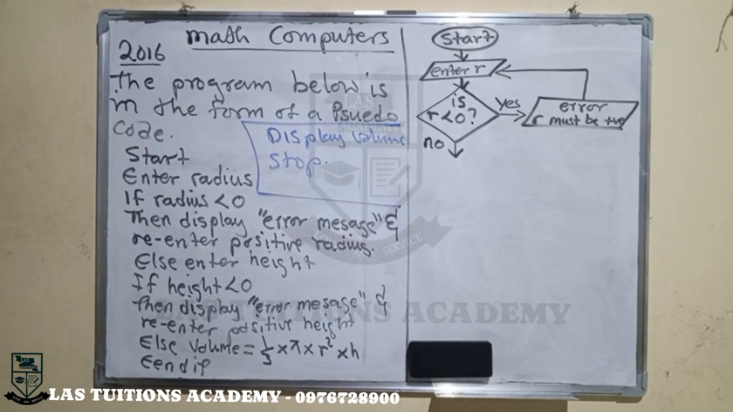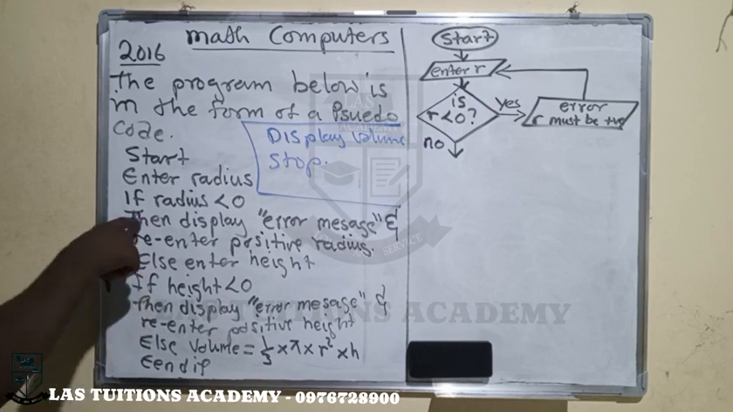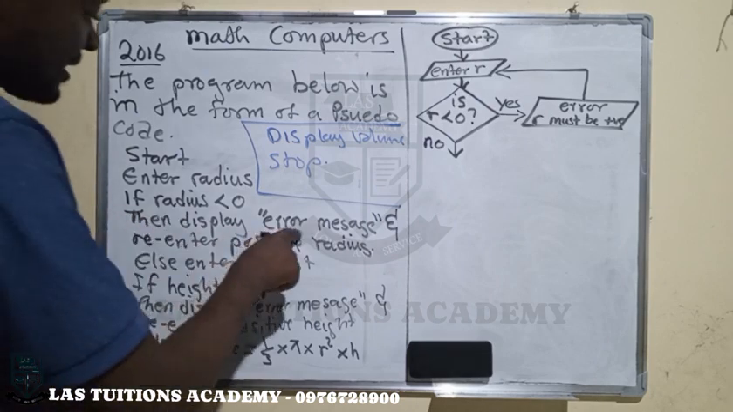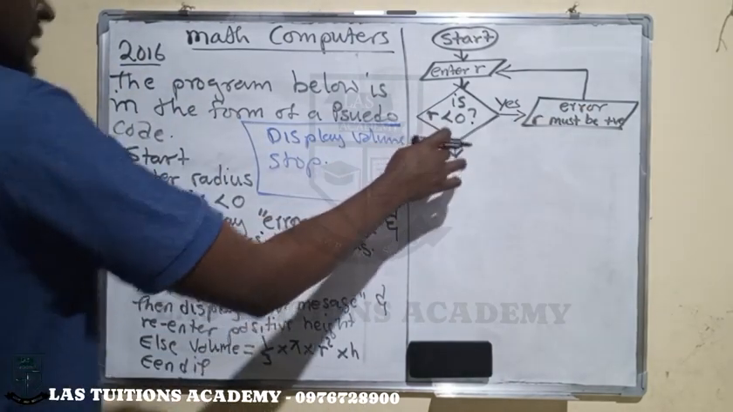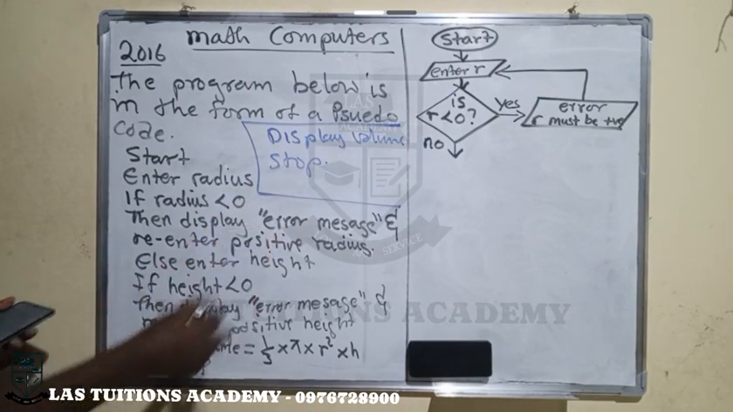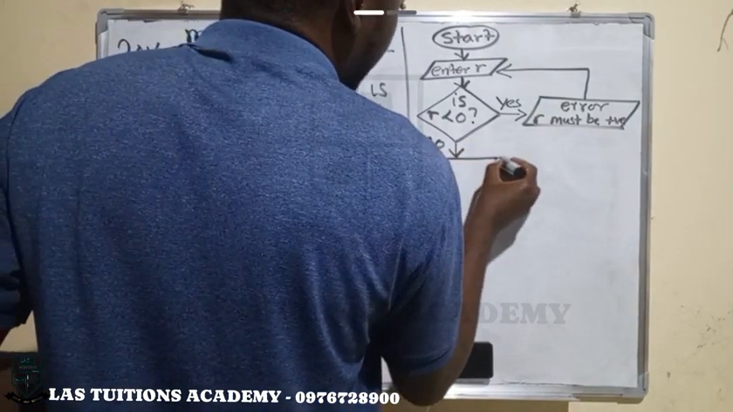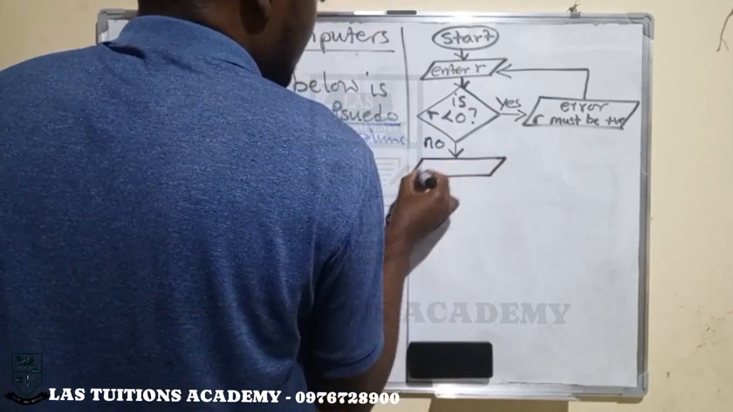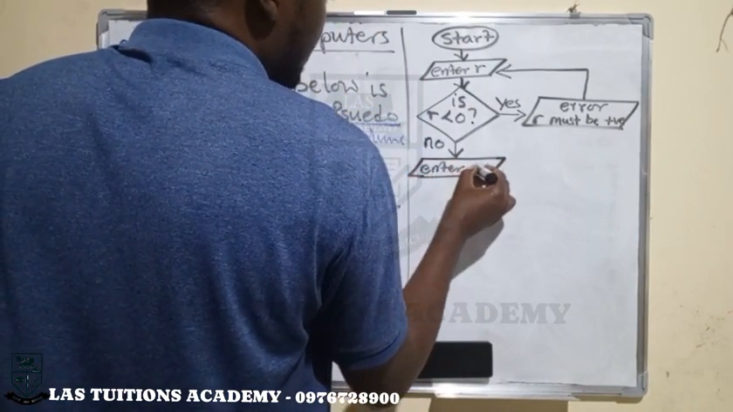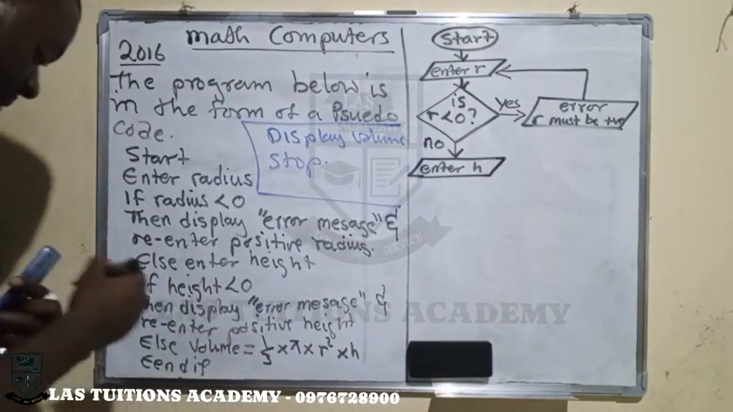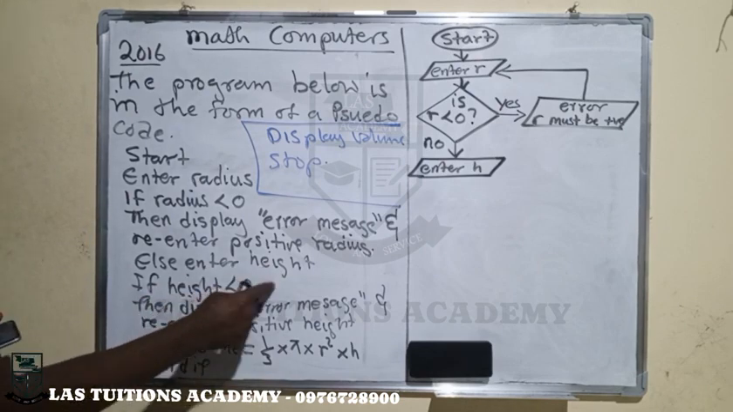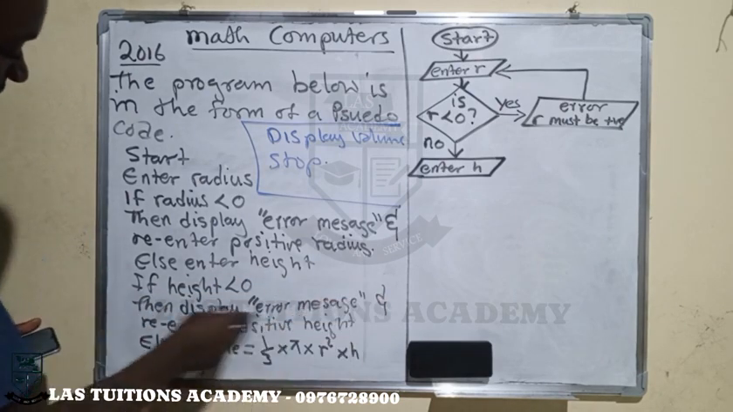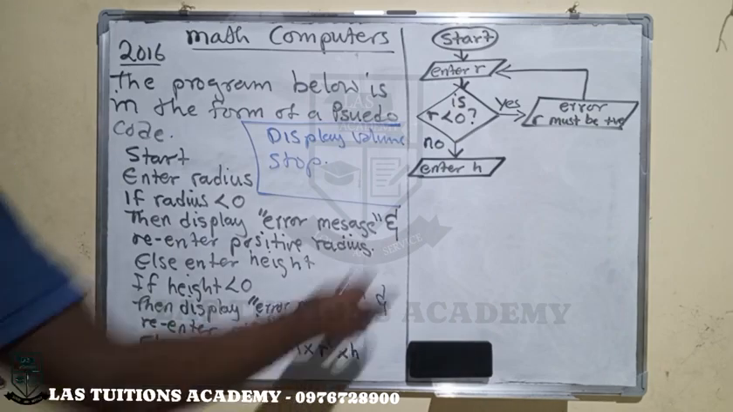Then if we say no, meaning radius is not less than 0, what do we do? The question says else, meaning if the radius is less than 0, we display this message here. Else, meaning that radius is not less than 0, we're supposed to enter height. So we need to enter height h. Okay. Then we have entered h. Now, if h is less than 0, then display an error message and re-enter positive h. Exactly the same as what is happening there.